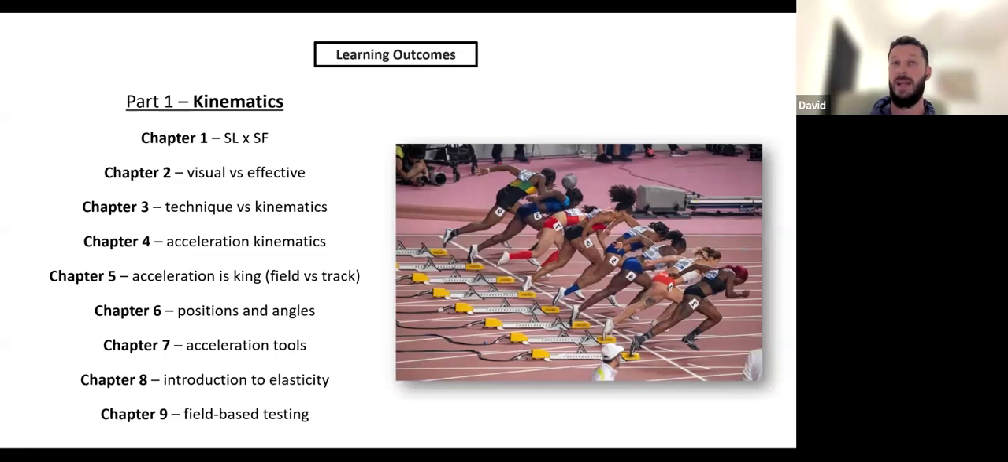So what we need to understand, and what we're going to go through in this presentation, is the difference between looking good and optimized individual efficiency.